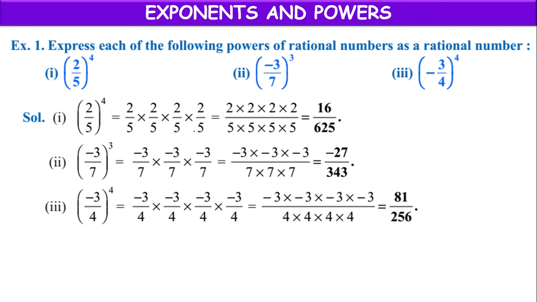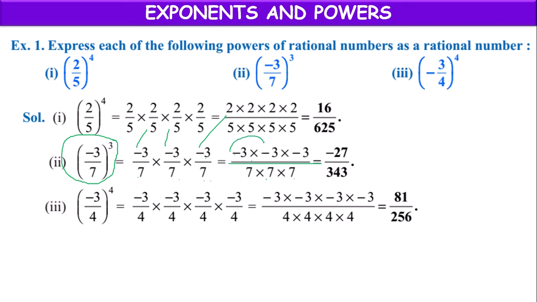Next, one minute, children. So next we have minus 3 by 7 whole cube. Minus 3 by 7 is to be multiplied by itself 3 times. Numerator: minus 3 into minus 3 into minus 3. We can write the numerator separately. Denominator: 7 into 7 into 7.